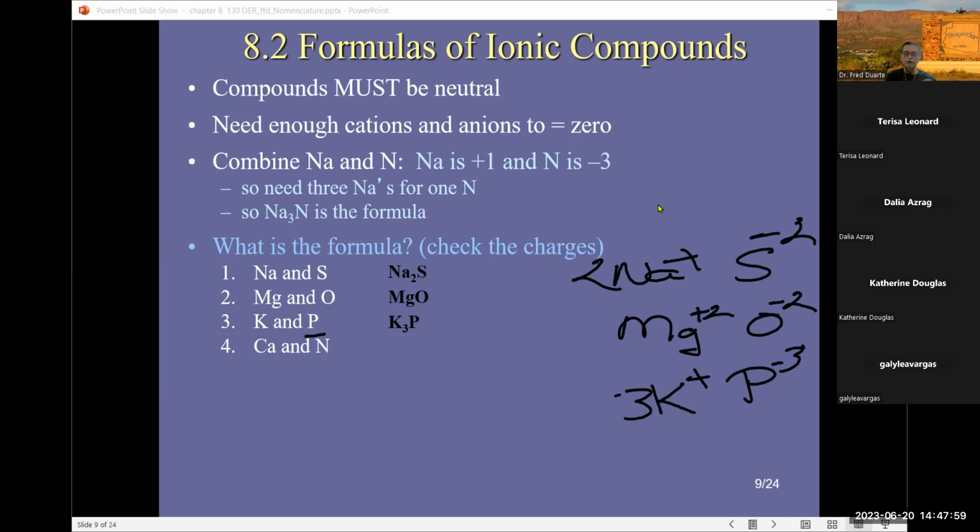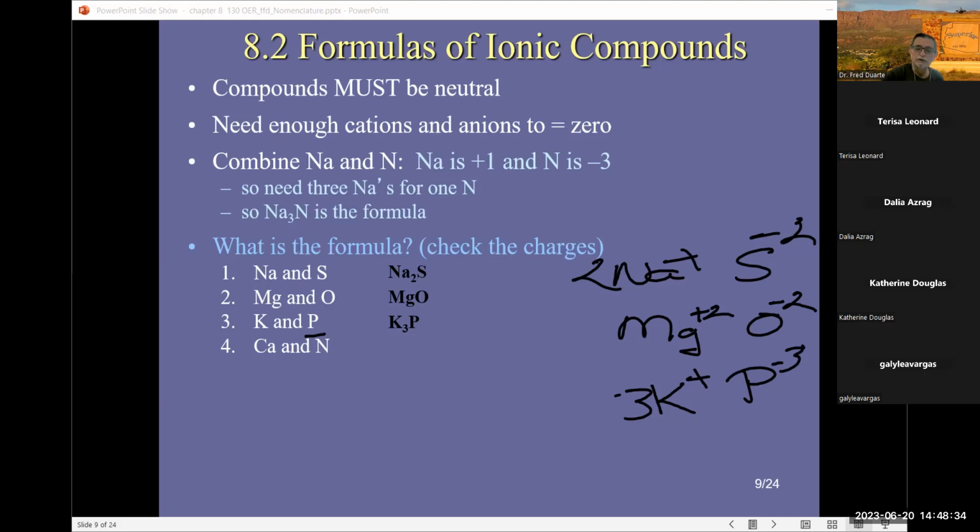Second of all, you wouldn't use prefixes. So it would not be disodium sulfide. So you got 2 sodiums up there for the first one. It's simply sodium sulfide. Okay. Unlike covalent compounds where you use prefixes. Because, for example, CO2 is carbon dioxide. Okay. Totally different. No prefixes for ionic compounds, prefixes for covalent compounds.